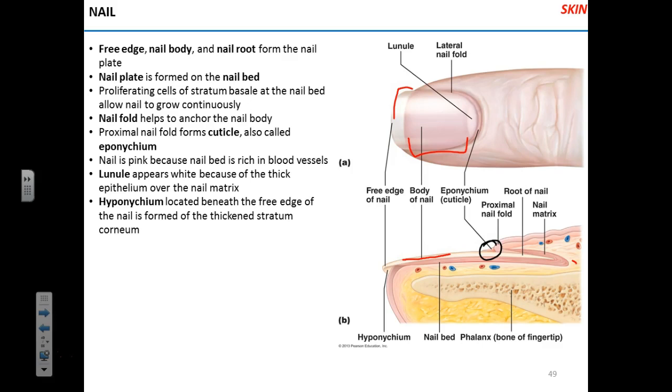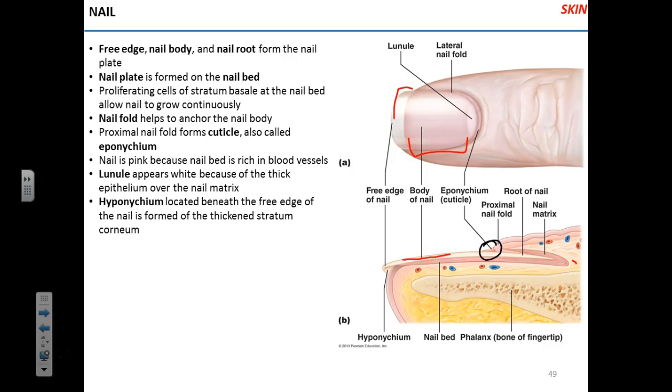Now, the nail is pink because of the blood vessels in the nail bed, they carry blood. If you press on the nail, it will become white. You block the blood flow. And then you release and you can just see it becomes pink again.